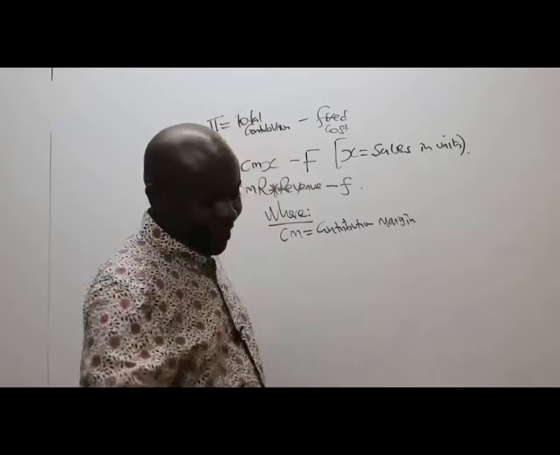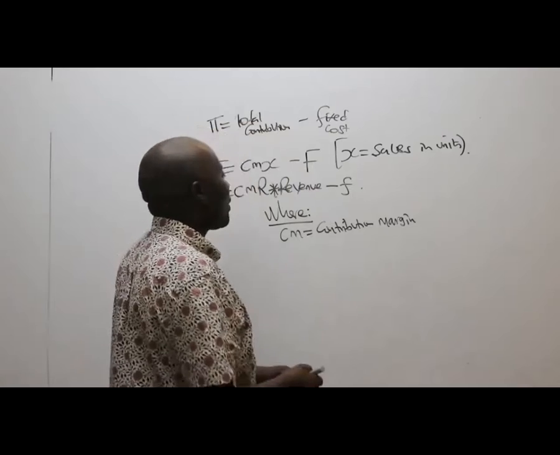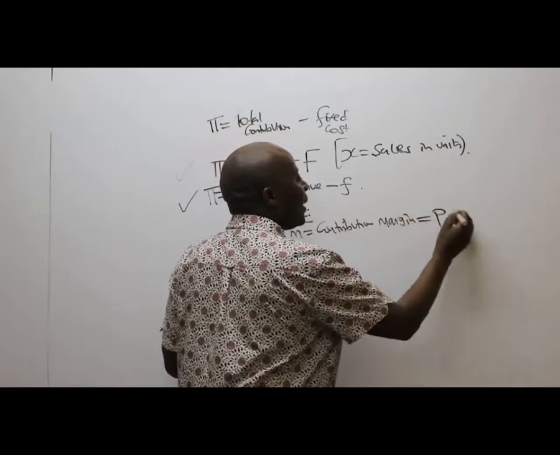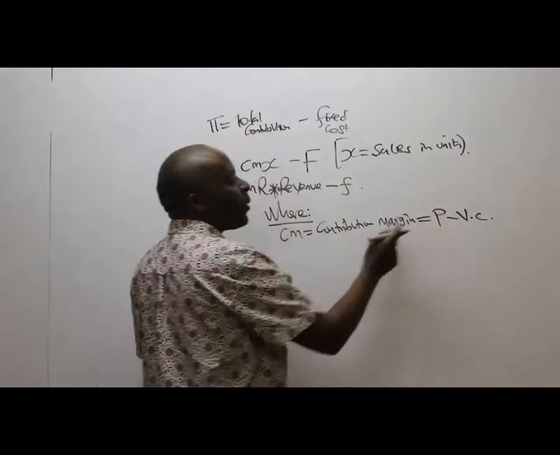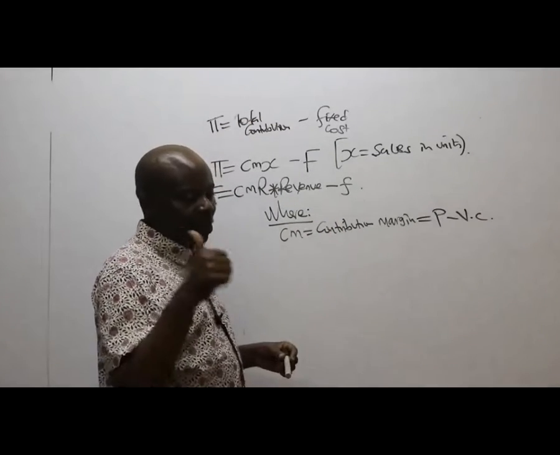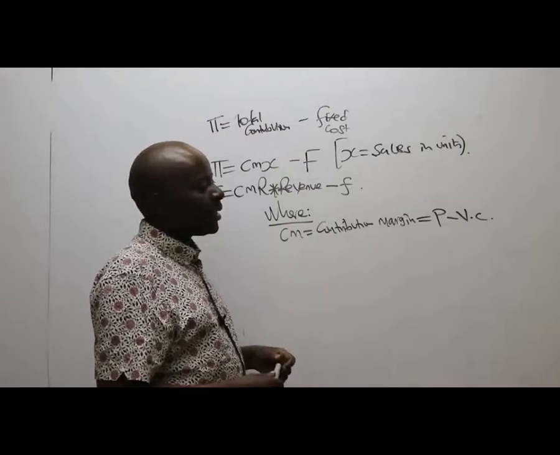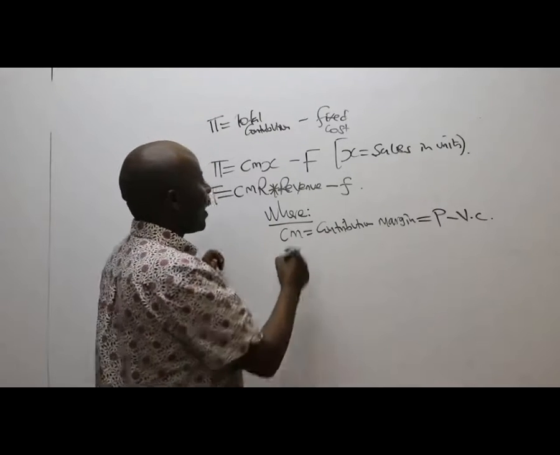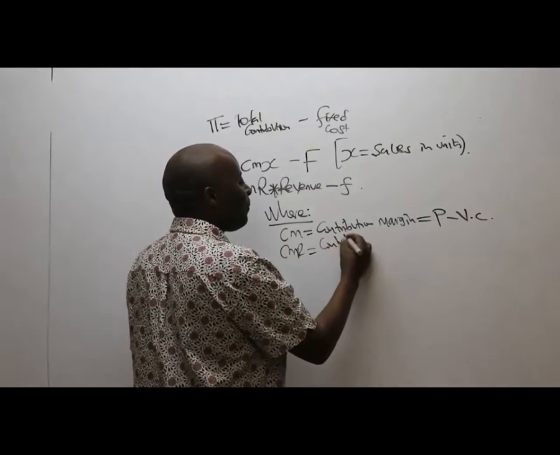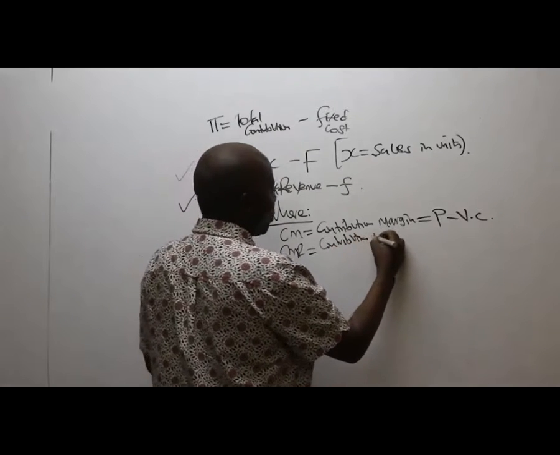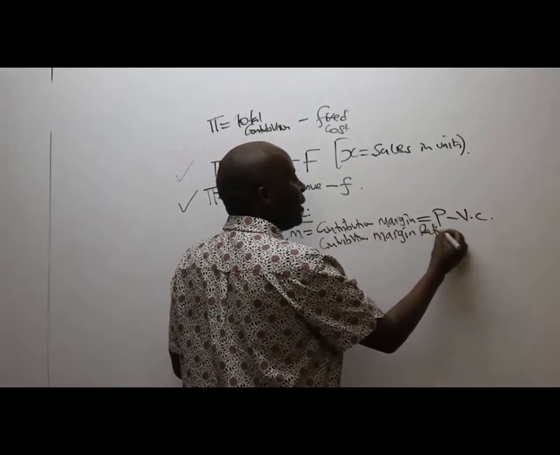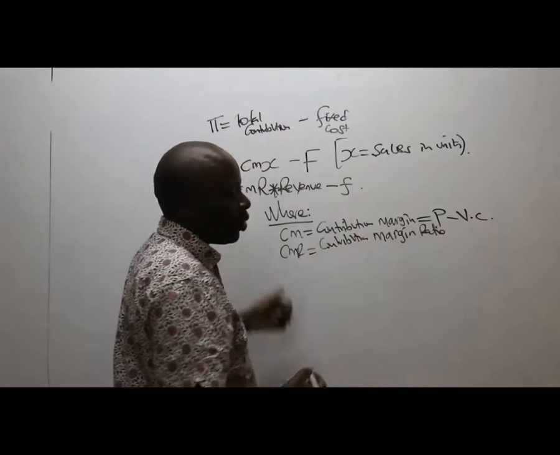Okay, great. I've seen somebody who has told us that to get this CM, we normally take the selling price minus variable cost. Selling price minus variable cost, very important. And this CMR is what we call the contribution margin ratio.